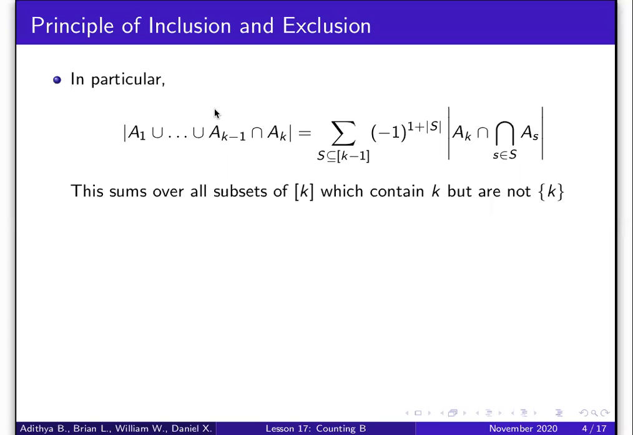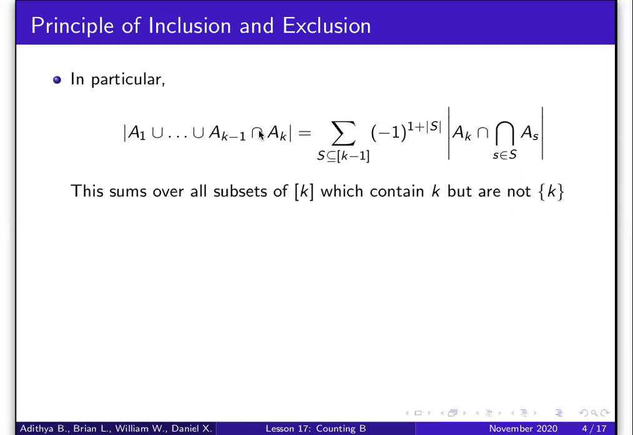So if we ignore the A_k for now, the magnitude of the union A_1 union A_2 all the way to union A_{k-1} is going to be the sum over all subsets of the first k-1 sets times (-1) to the 1 plus their magnitude, and then ignoring this A_k, we just have the intersection of all the sets in our chosen subset.